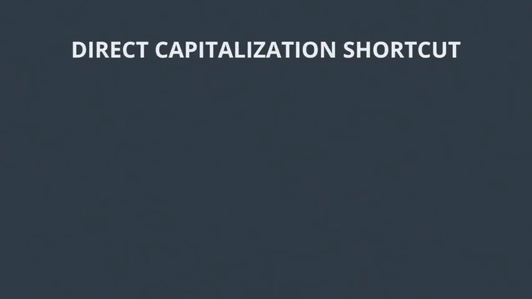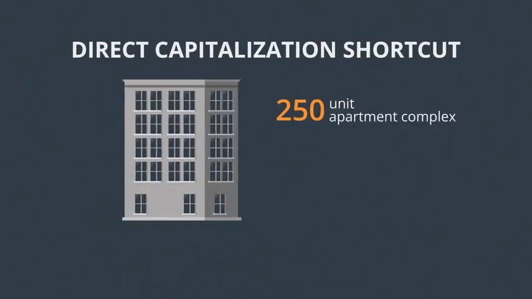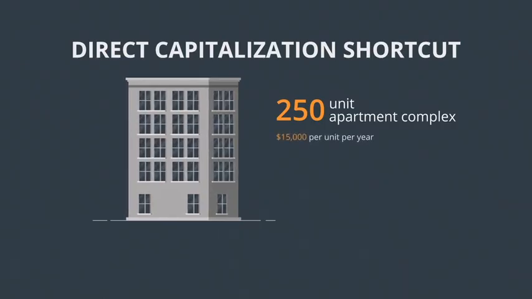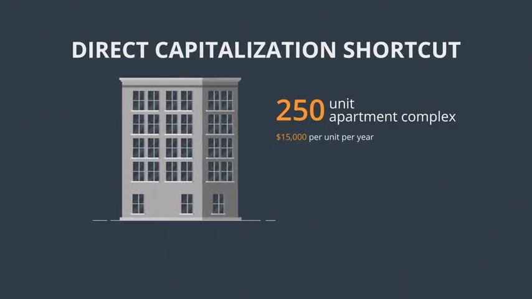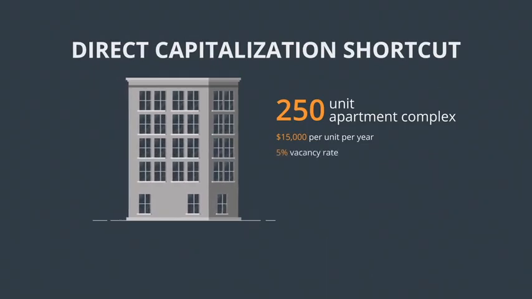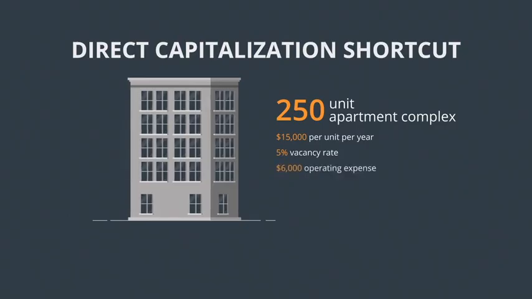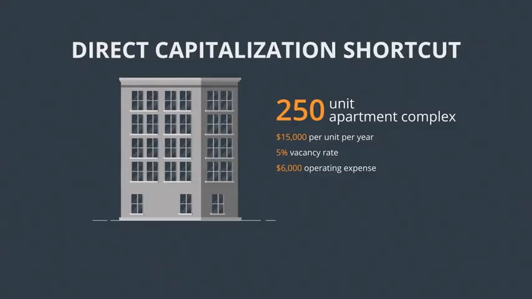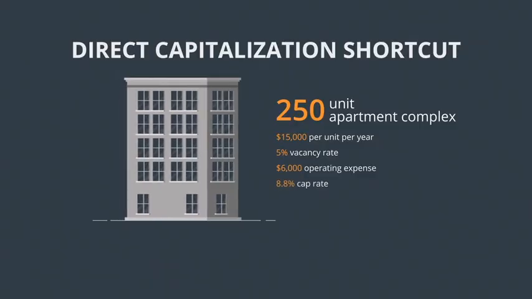Suppose an investor wants to determine the market value of a 250-unit apartment complex. The expected average rent is $15,000 per unit per year, and the vacancy rate is expected to be 5%. Annual operating expenses are expected to amount to $6,000 per unit, and empirical evidence shows that the cap rate in the current property market is 8.8%.